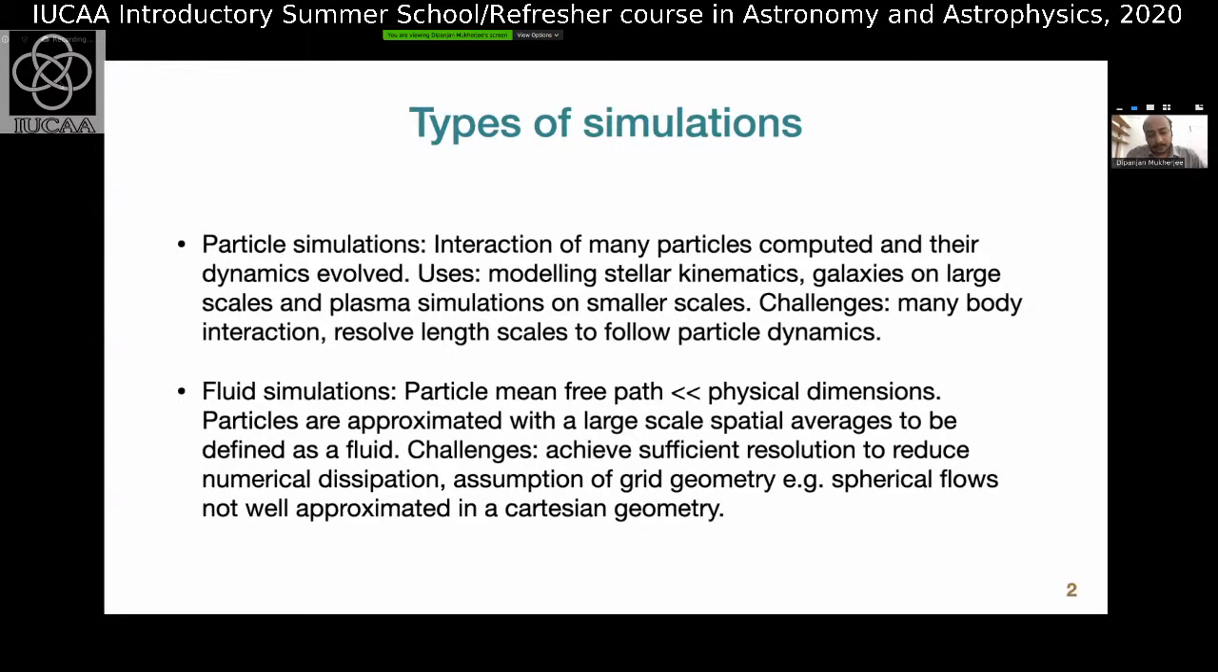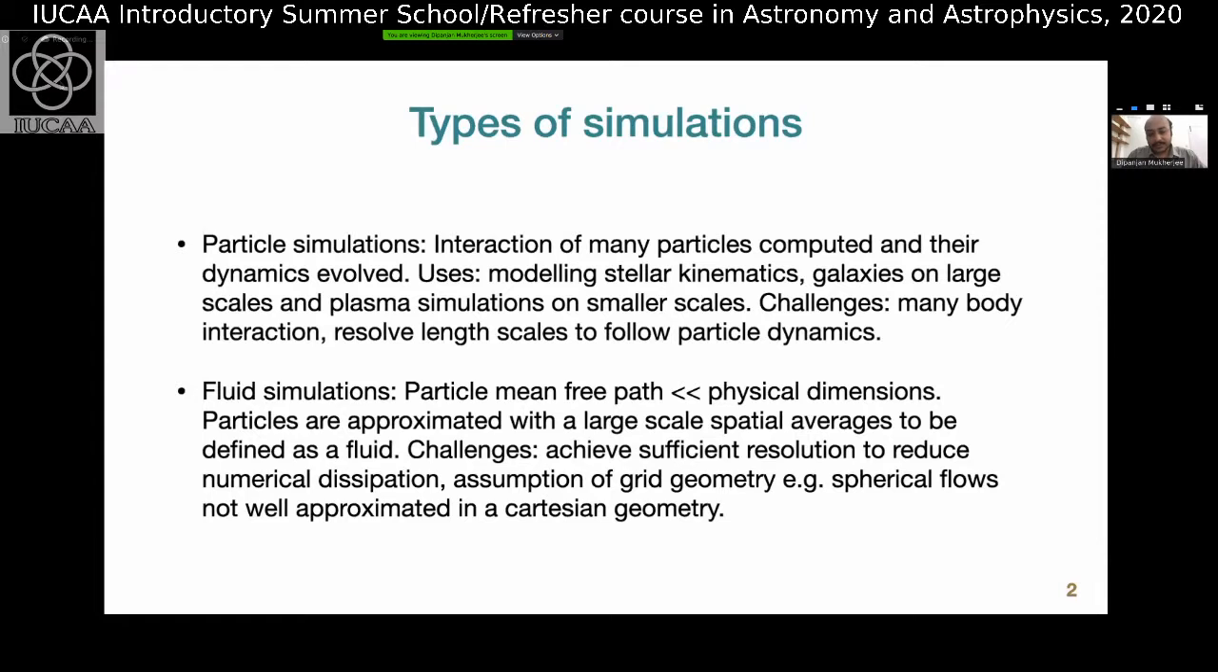Another problem with the fluid simulations or this kind of a grid-based simulation is the assumption of geometry. Suppose you have a spherically evolving gas or shell of gas. Now you try to simulate that on a Cartesian geometry. So inherently the physics of the problem is spherically symmetric in nature, but you have square boxes over which you are trying to compute these quantities. That induces errors because you are not sampling fine enough. And these are some of the challenges we have to face. So the main difficulty is the resolution and the assumption of the grid geometry.